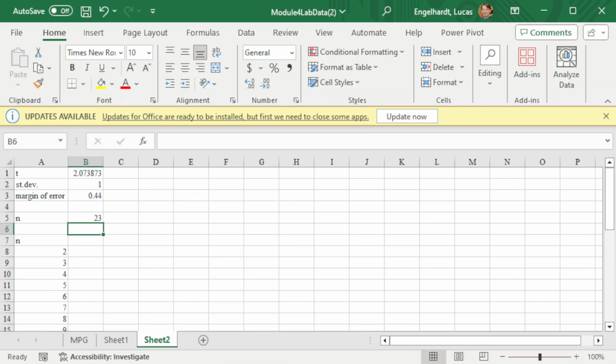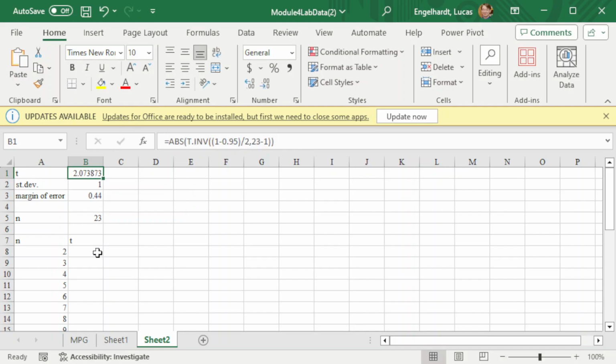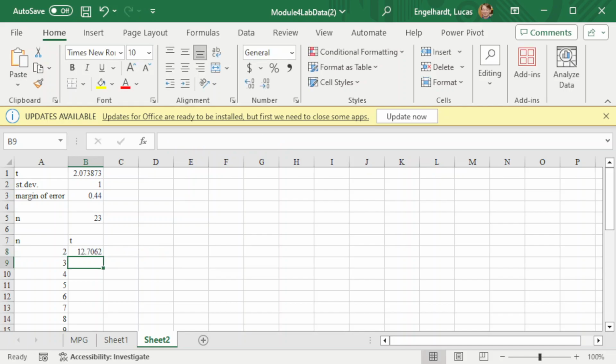And then from that, we're going to calculate what our t would be using this formula. So let's take that formula and put it in. I'm copying this formula down. Instead of it being 23 minus 1, it's going to be our n, which we have in column A. So in this case, it would be A8 minus 1. This tells me that if I put n of 2 in, it gives me a t of 12.7062, and then I can put n prime.